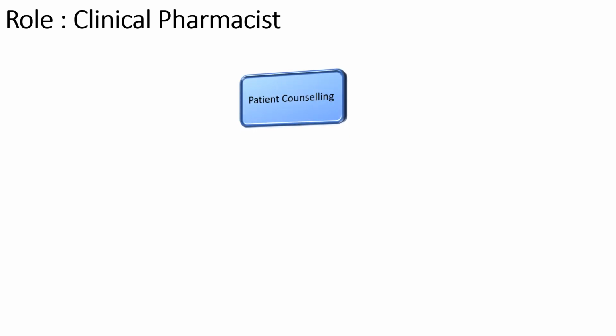First of all, the pharmacist needs to do patient counseling in a very effective manner. For that purpose, we need to take training, and that is part of this diploma in pharmacy, how to counsel the patient. Through that counseling, the patient takes the right medication at the right time.